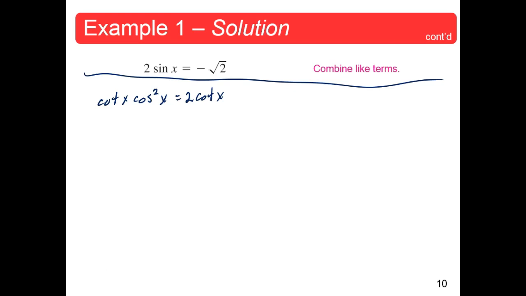So what I would suggest is, like we did before, subtract 2 cotangent x from both sides. Okay? And that gives you cotangent x cosine squared x minus 2 cotangent x equal what? 0. Okay. Now what might you choose to do?